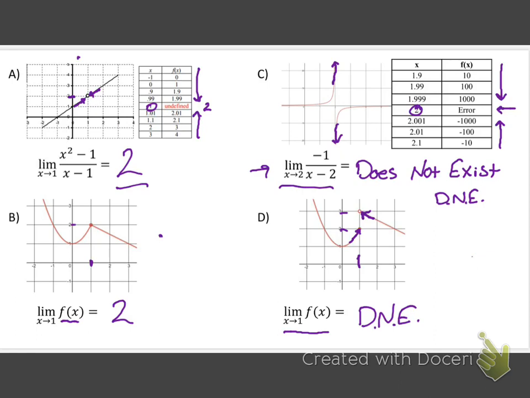The fact is there is an infinite amount of numbers between 2 and 3, and the fact that from the left it points to 2 and from the right it points to 3, completely different numbers, that's why the limit does not exist.